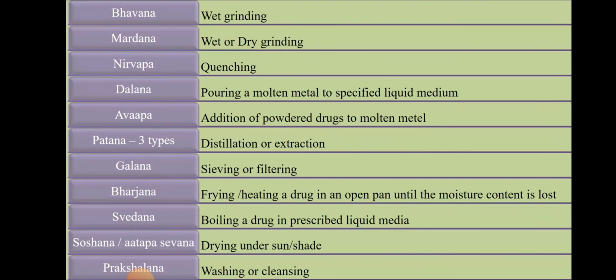Next, these are the 11 different methods used for the purpose of purification. The first one is Bhavana. I have already taken a detailed class on Shodhana and Marana in the Paribhasha Adhyaya. Bhavana, Mardana, Nirvapa, Dhalana, all those portions are covered in that class itself, so I will just brief the concept here. The first is Bhavana, wet grinding. Second is Mardana. Wet or dry grinding comes under Mardana.